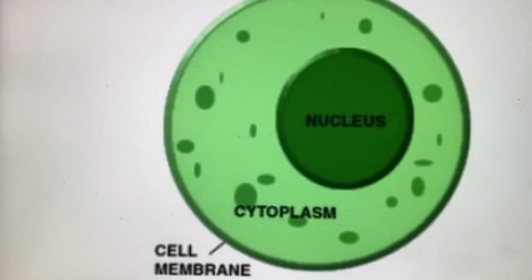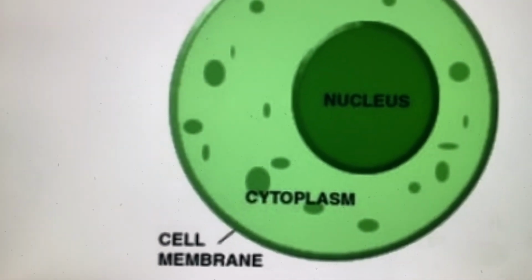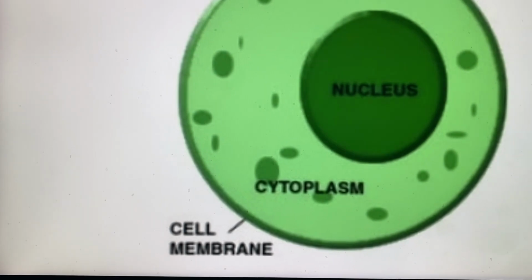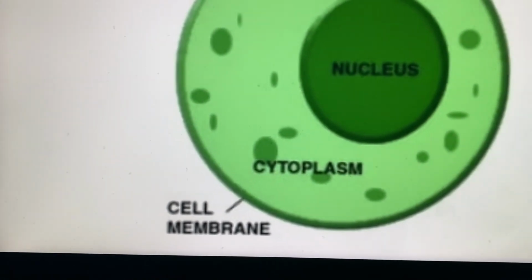Eukaryotic cells also have organelles, other bodies floating around inside of their cell. So we need to learn what all the organelles are, what they do, why they function the way they do, and that's what we're headed to.